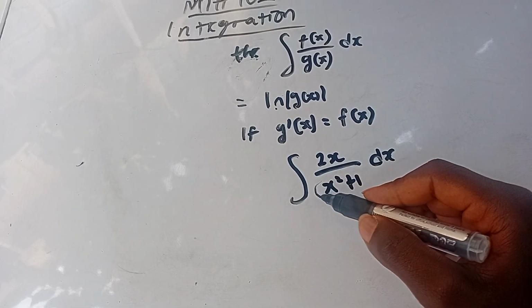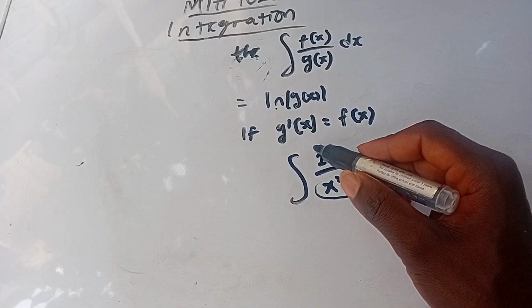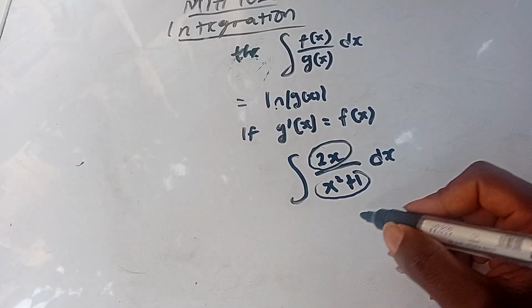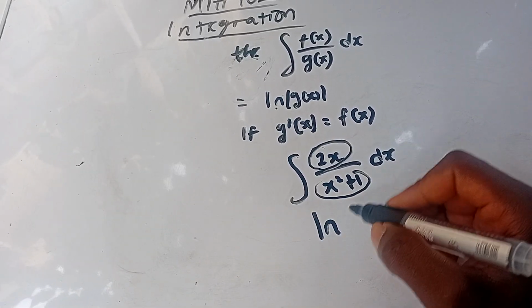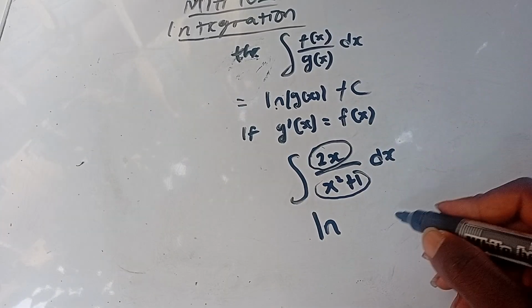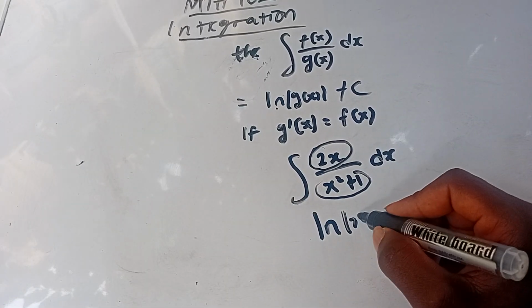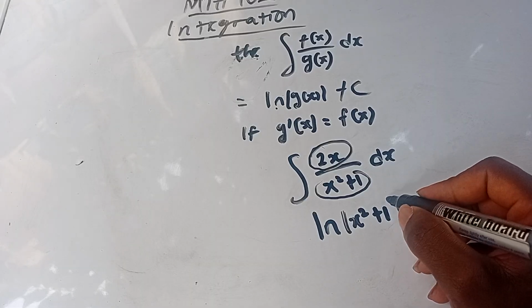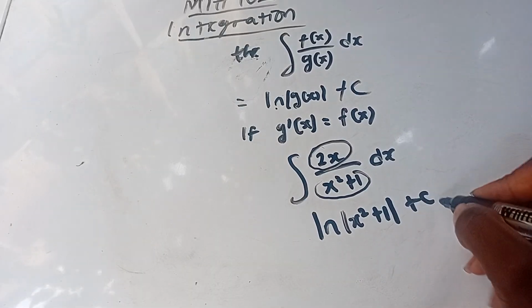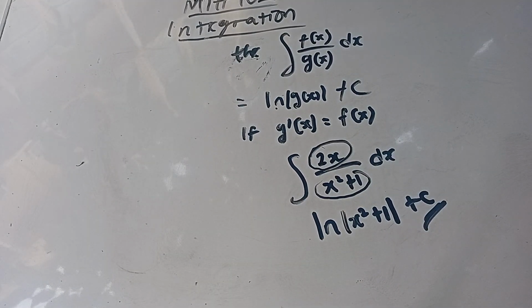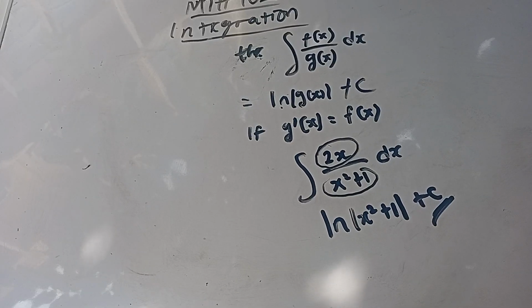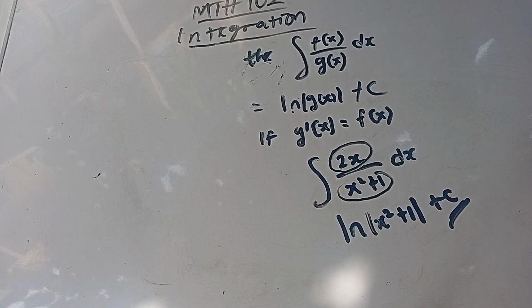Now because by the time we differentiate this, it gives us exactly the numerator, then the final answer equals ln of x squared plus 1, then plus c, to give you the ln of the denominator. It's a rule you need to understand very well. So please take note of that. But there are some cases where the question will not look like that. So we have to.